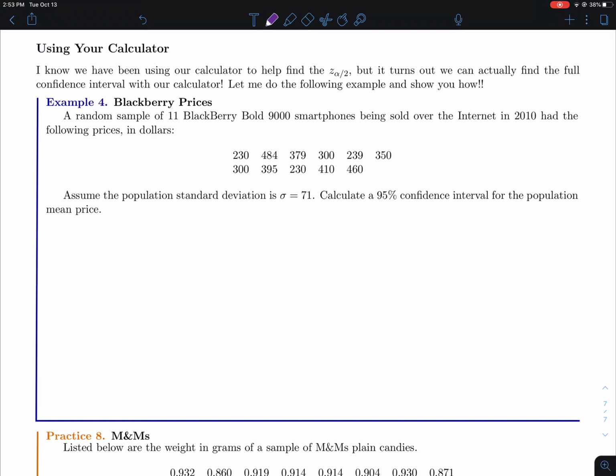So let me show you with this example how this would work. In this case, we've got 11 old smartphones and these are all the prices for the different smartphones.